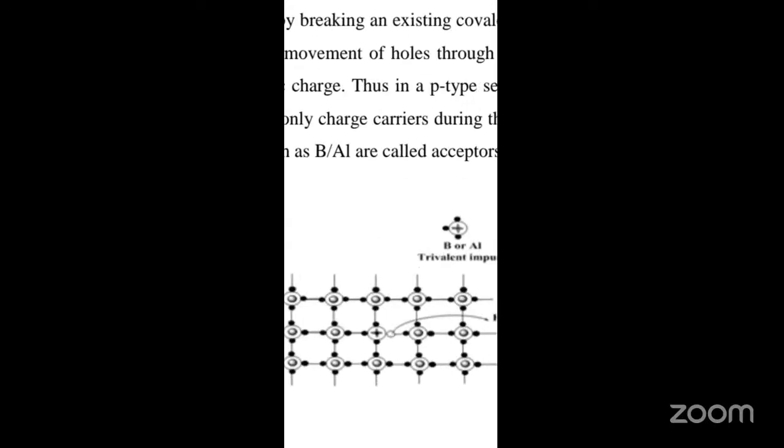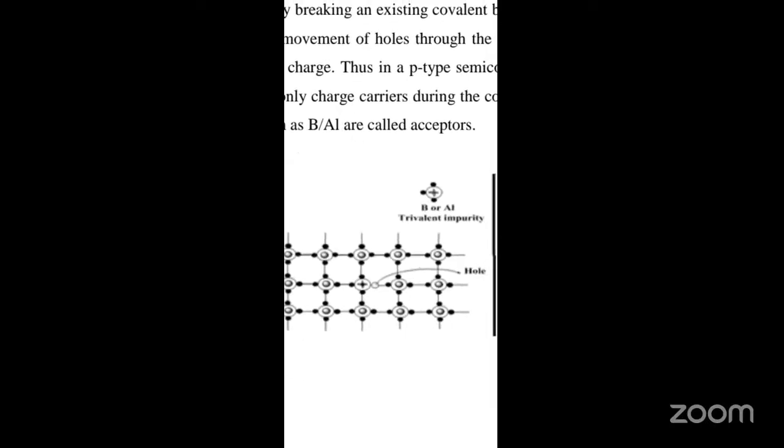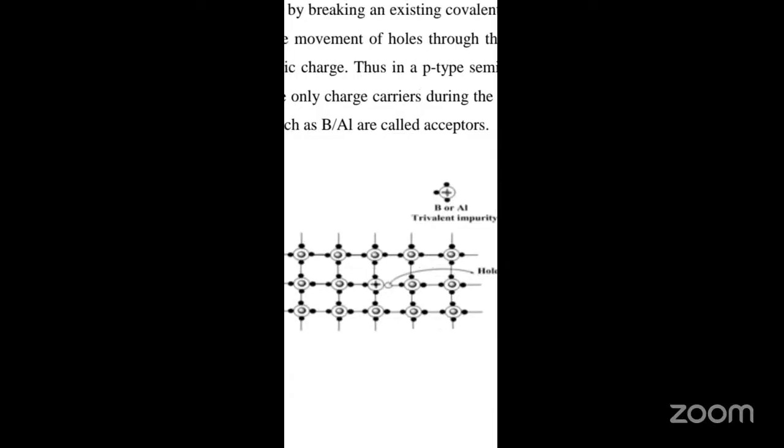Then coming to the P type, the same thing we have to discuss, but here there is replacement of one silicon atom. This is one silicon atom surrounded with four other silicon atoms, like that. So a solid substance is formed in which one of the silicon atoms is replaced with a third group element. What about the third group elements? Boron and aluminum.